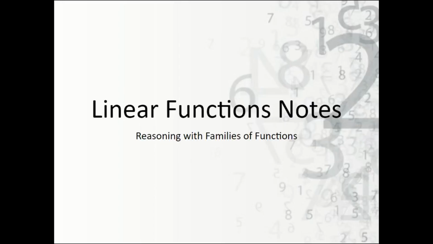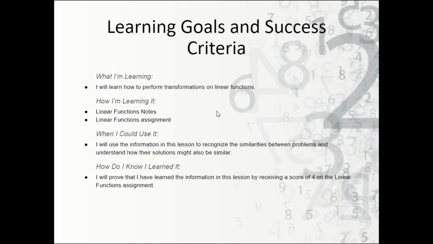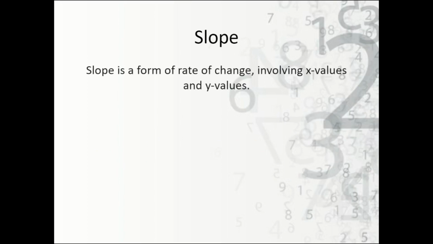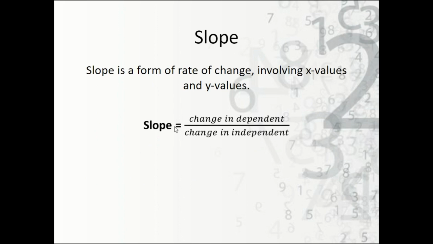Let's take a look now at the linear functions notes. The notes begin with the learning goals and success criteria. Now, what is slope? Slope is a rate of change involving x values and y values. It's the change in the dependent variable over the change in the independent variable. Or another way to think of it is, it's the change in the y values over the change in the x values.